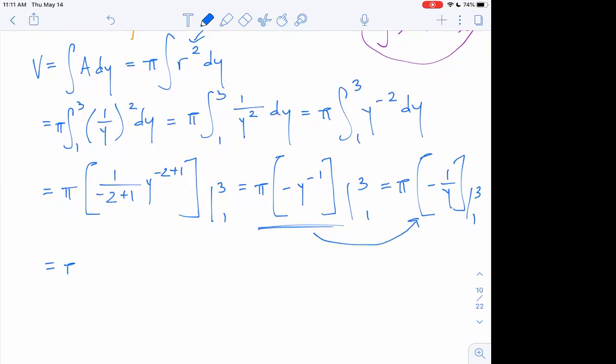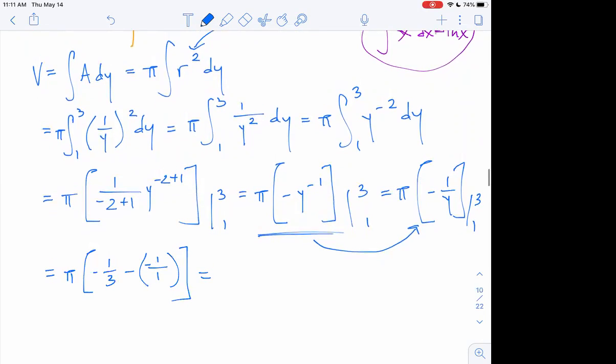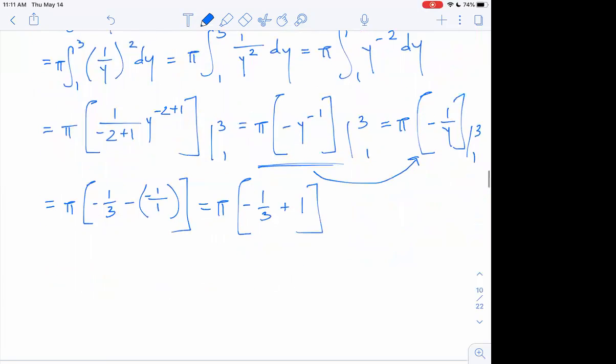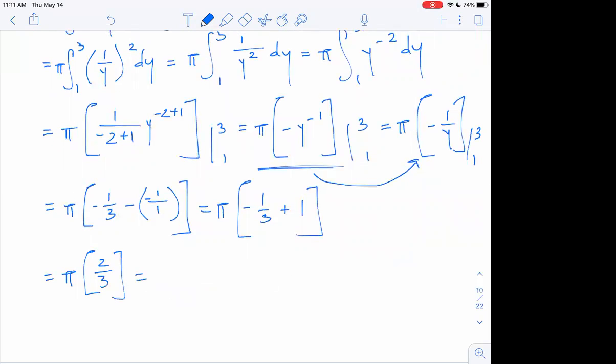But right now, I'm going to go ahead and plug in my 3, so I get negative 1/3, and then I'm going to subtract when I plug in negative 1. All right, so I get pi times negative 1/3 plus 1, which equals pi times 2/3, or 2 pi over 3. Okay.